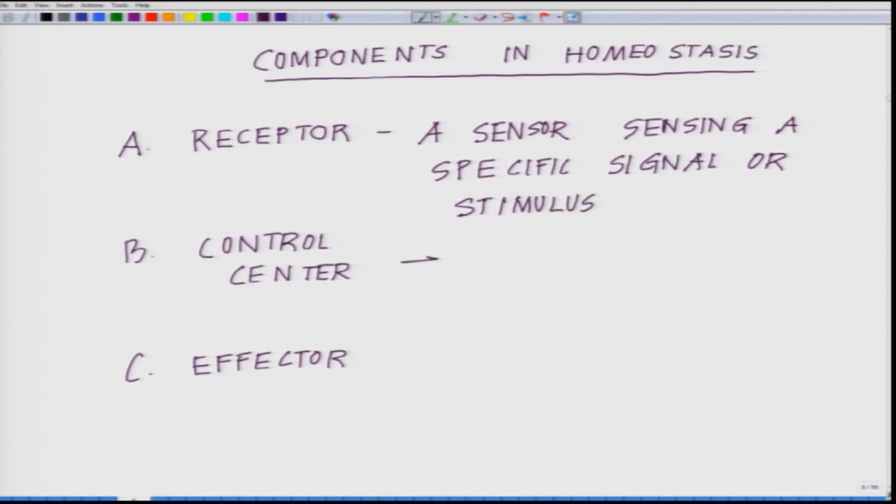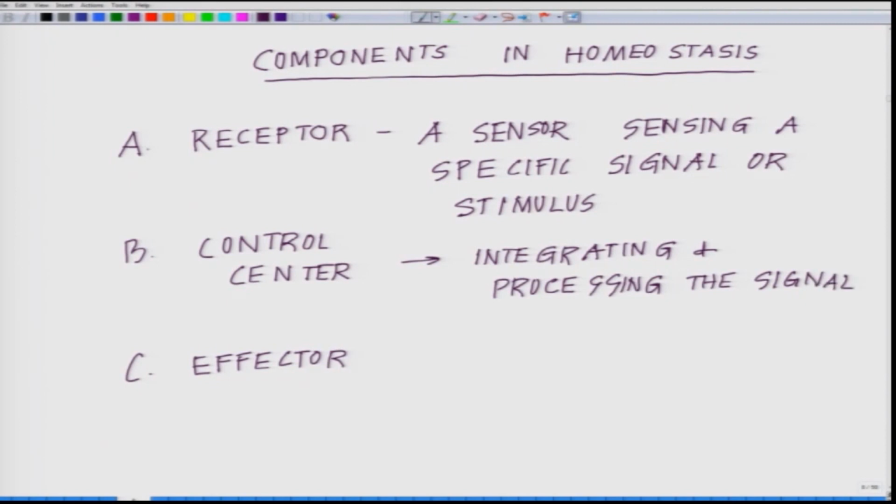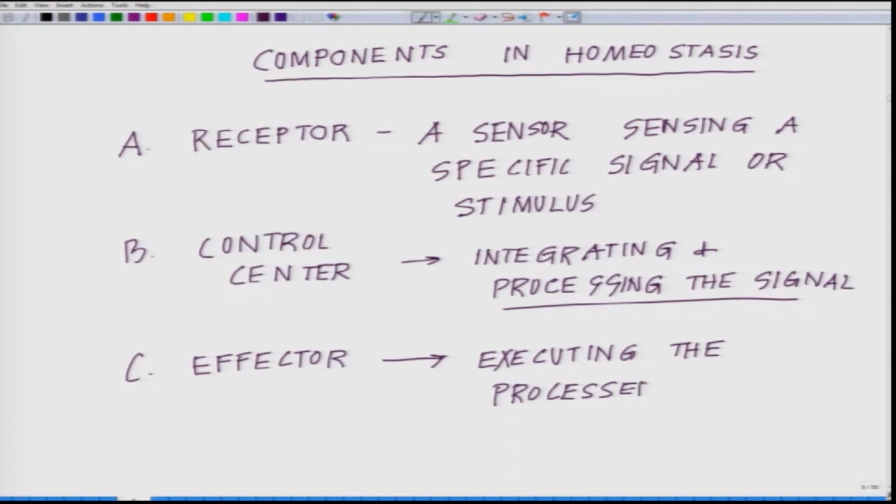Your control center is doing the work of integrating and processing the signal, and your effector is executing the processed signal. Okay. So these are the three components.